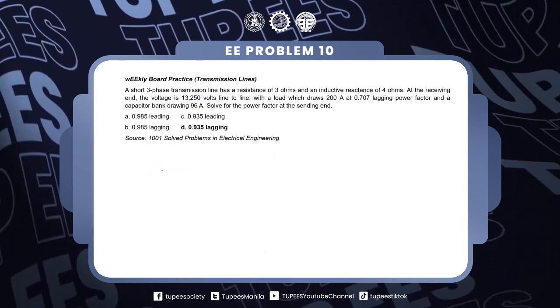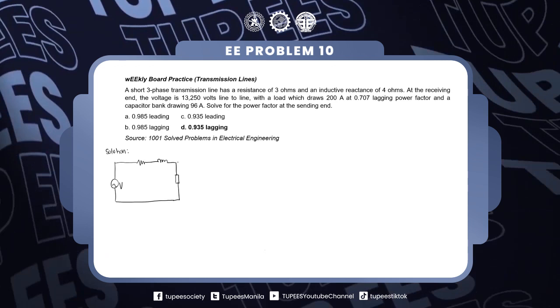Balik tayo sa problem. For the solution, first, gawin muna natin yung diagram para mas madali yung pag-solve natin. Gawin natin yung generator, the resistance, the inductive reactance pala. So, we have the load. May dalawang kasing load tayo dito, yung 200 amperes at 0.707 lagging power factor, and the capacitor bank drawing 96 amperes.